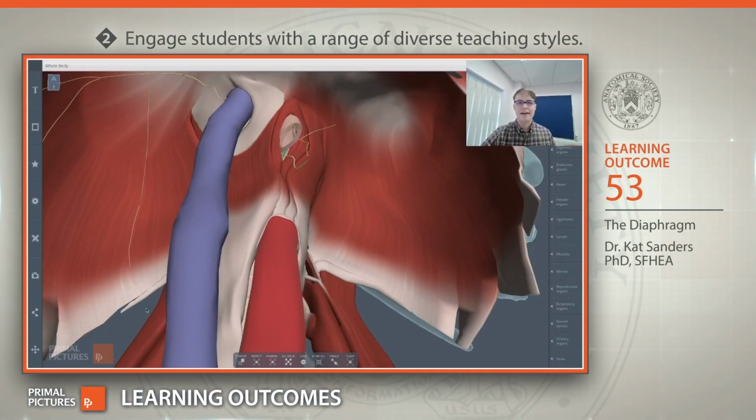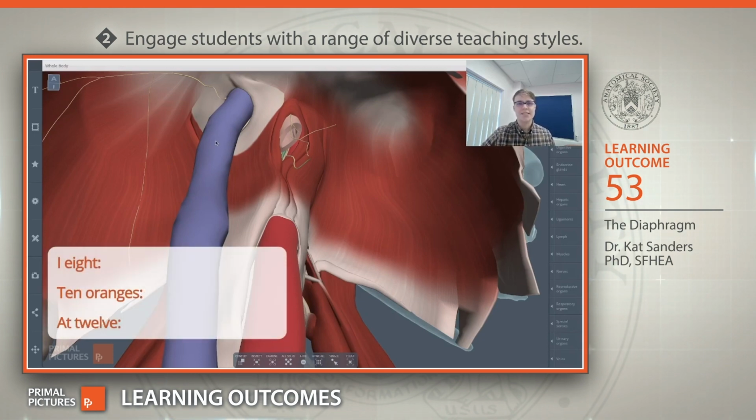So a mnemonic that I use to remember the order in which these structures are passing through the diaphragm and the level that's occurring is I ate 10 oranges at 12.